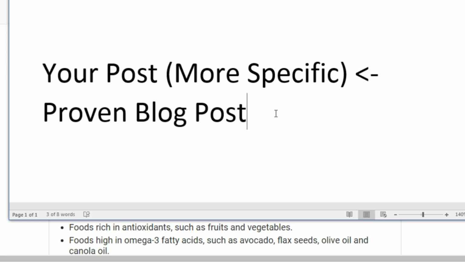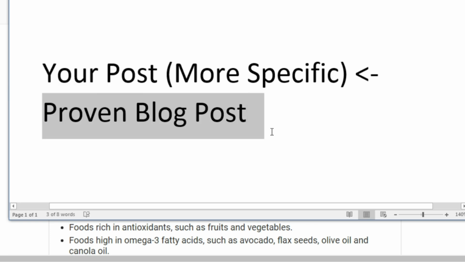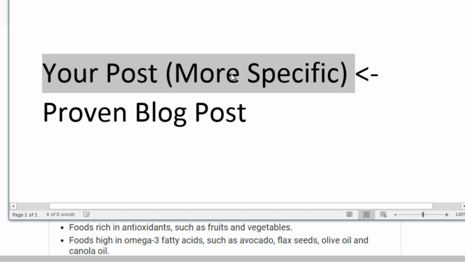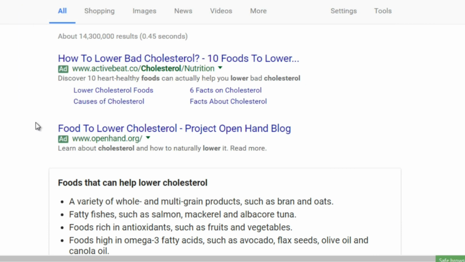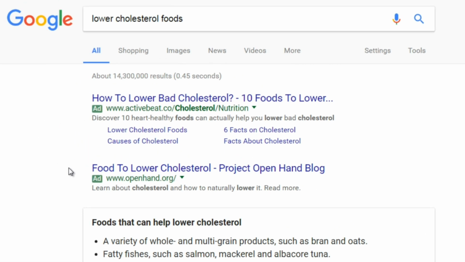So we find that proven blog post, and then we can break it up. So this one proven blog post could essentially become 10 or 15 or 20 even smaller blog posts that are actually more specific. So let me show you this in action. This is super, super easy to do. We're not plagiarizing by any means, so I just want to make sure that is clear.